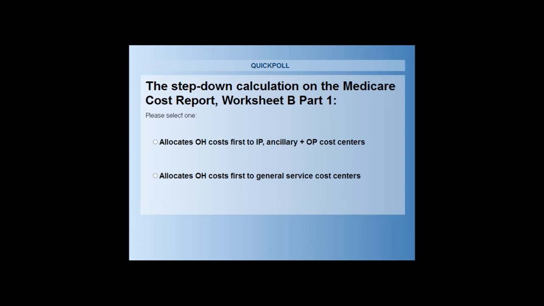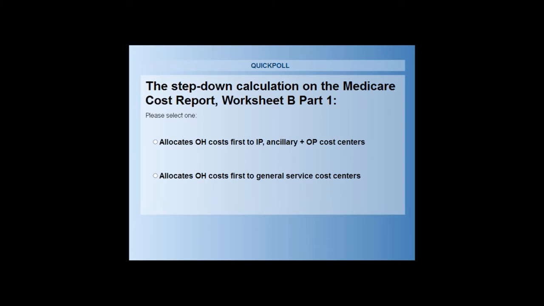Go ahead, Brad. Oh, I was just going to say, in that first choice where it says ancillary plus outpatient cost centers, that should be an ampersand, but the webinar software will not let me enter an ampersand. Oh, my goodness. So I've replaced those with pluses, yeah. Okay.